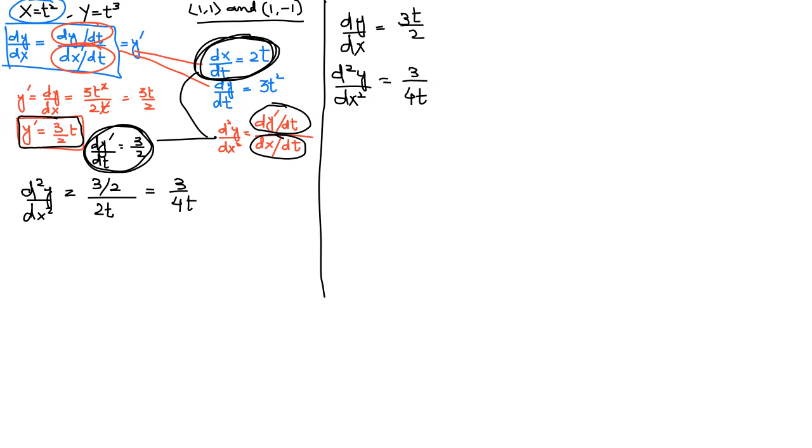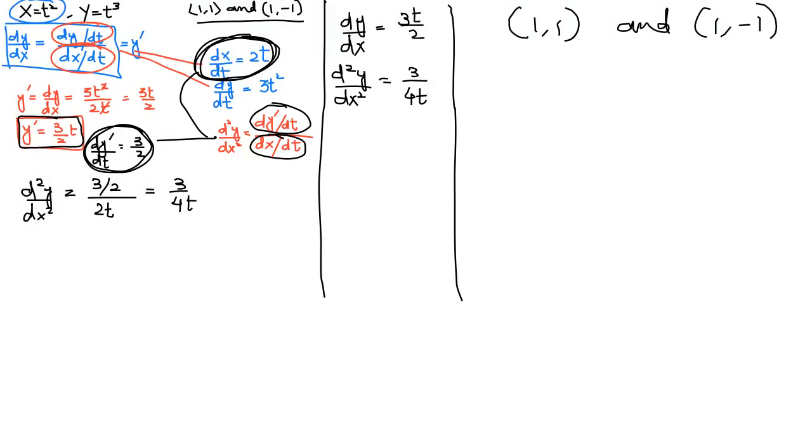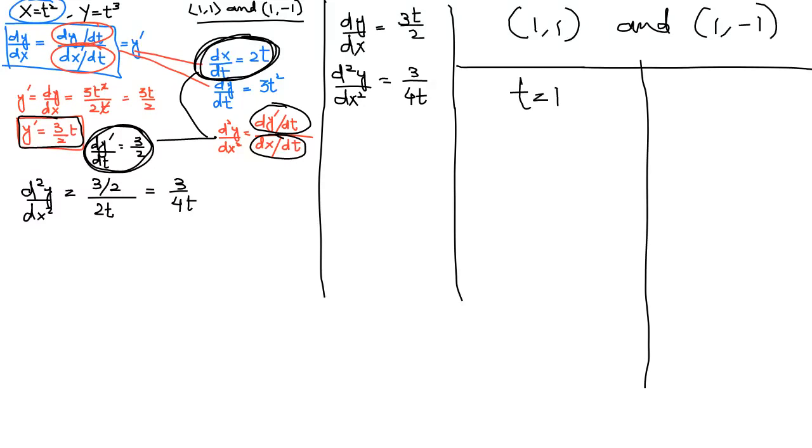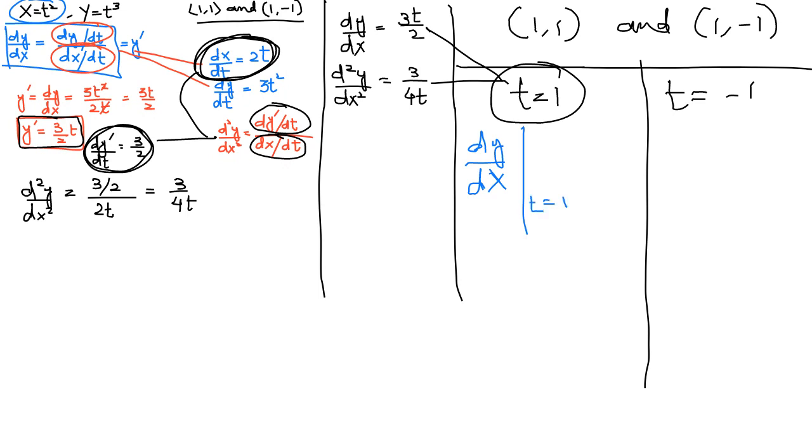For the points, it is given that the first point is 1 and 1, and the second point is 1 and minus 1. So we have two points, t is equal to 1 and t is equal to minus 1. When I put t equal to 1 in these two equations, what will I get? dy over dx at t equal to 1 is 3 divided by 2 into 1, which is 3 divided by 2.